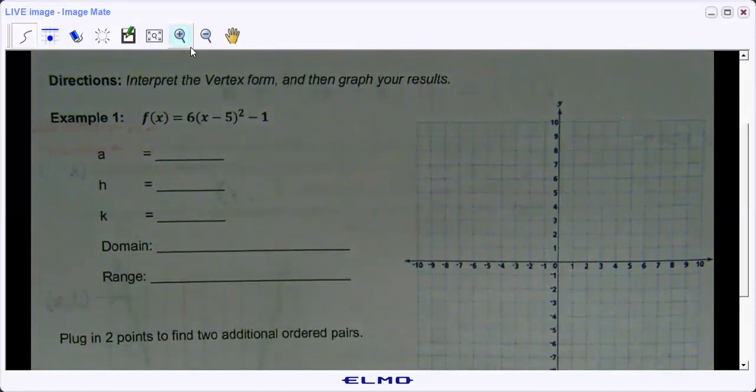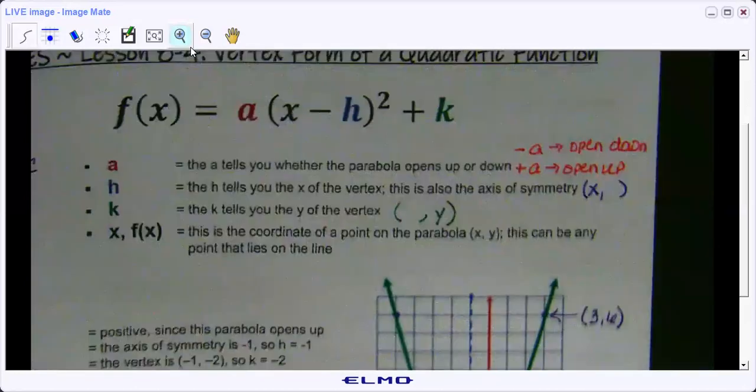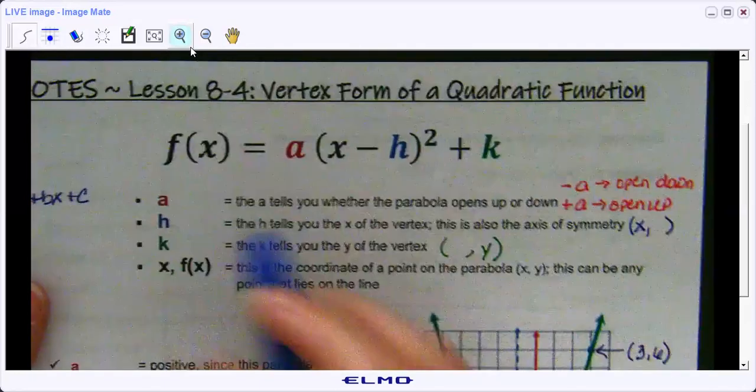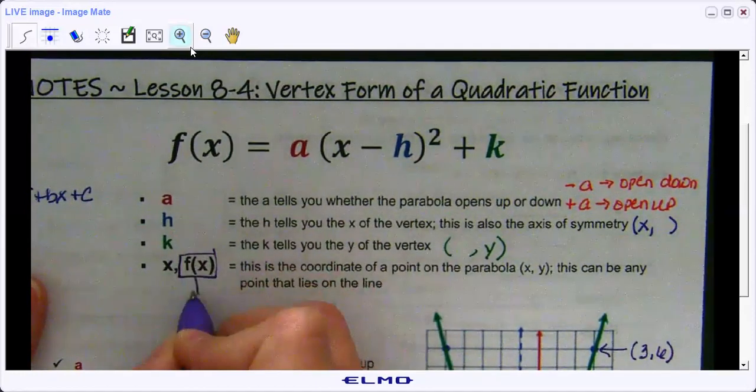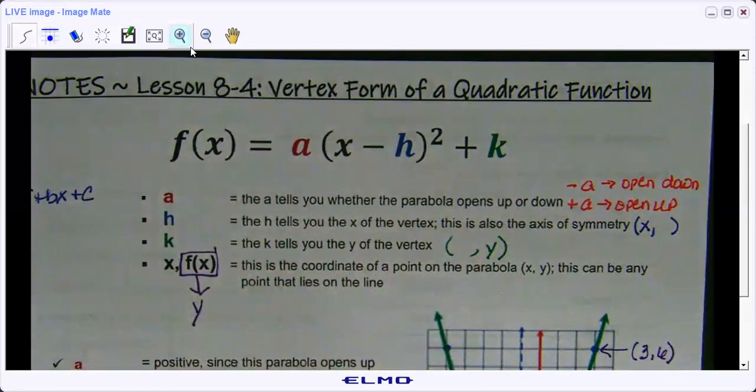Yes. So, what do you think that... Okay. Thank you for saying that. F of X here, if you look up here, all this is Y. F of X means Y.